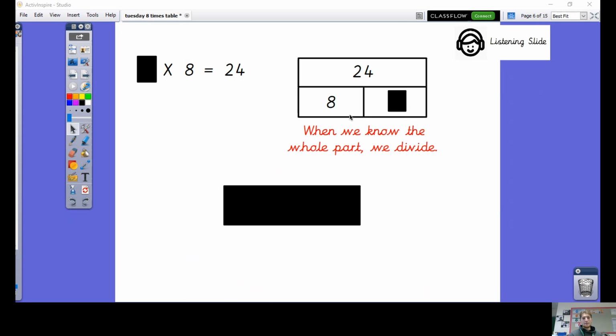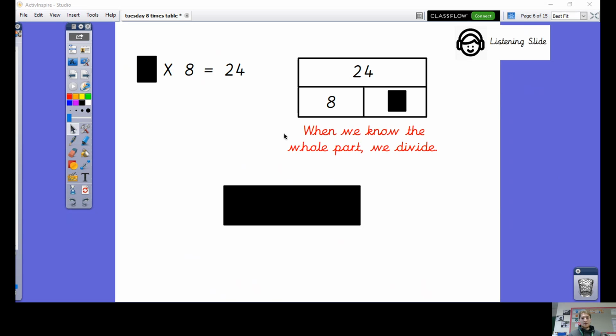We were drawing our number sentences out onto bar models to help us. So something times 8 equals 24. I've drawn 24 as our whole part because I know that is our total, that's going to be the biggest number. So that is going to be our whole part. And we know that 8 is also one part of this bar model.